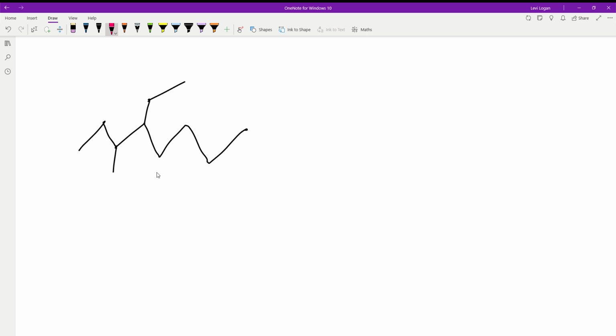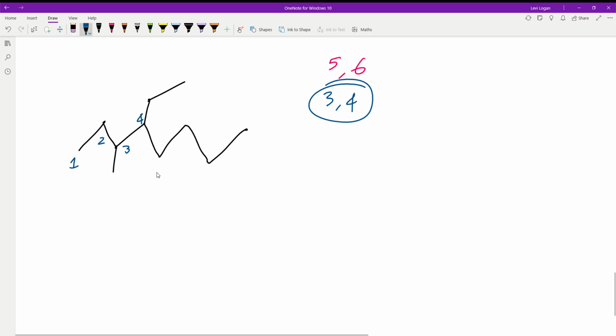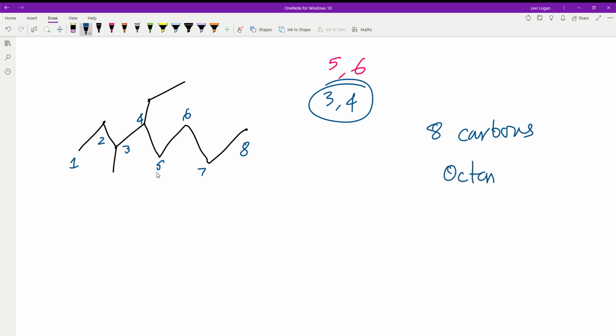Now, obviously, you can name it so these guys get the lower numbers. Now, if you named it from this end, if you went 1, 2, 3, 4, 5, 6, 7, 8, you could have 5, 6. But if you name it from this end, 1, 2, 3, 4, you could have 3 and 4. And you're obviously going to go 3 and 4 because that's the smaller numbers. So you're going to choose to name the carbon chain from this end. Okay. So 4, 5, 6, 7, 8. So the longest chain is 8 carbons. So it's going to be octane as your main base.